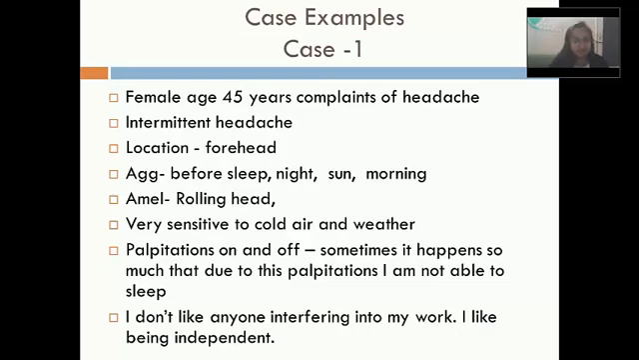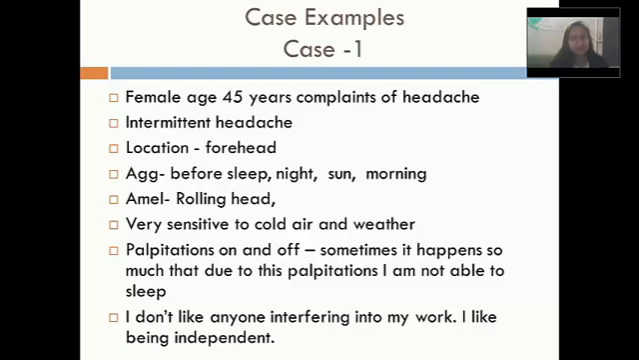So she said that whenever I roll my head from here to there, rolling head gives me a lot of relief. She is very sensitive to cold air and weather, and she has one more problem, that is palpitations she feels whenever she is sleeping or once she goes for sleeping, like when lying down. So palpitations on and off, and sometimes she is not able to sleep because of these palpitations.